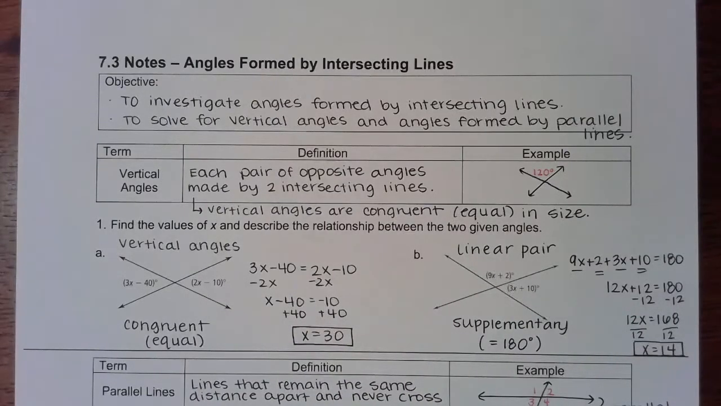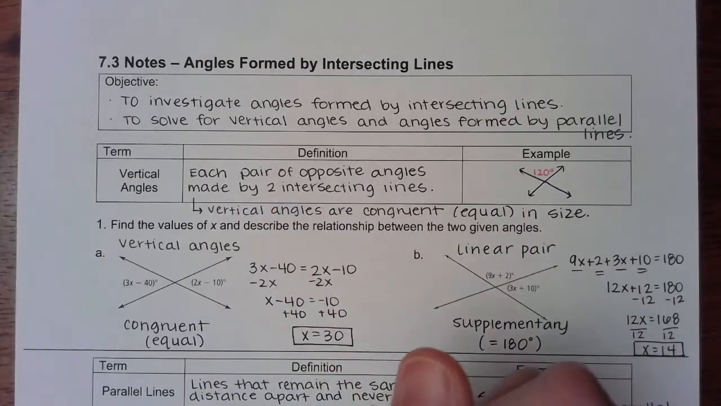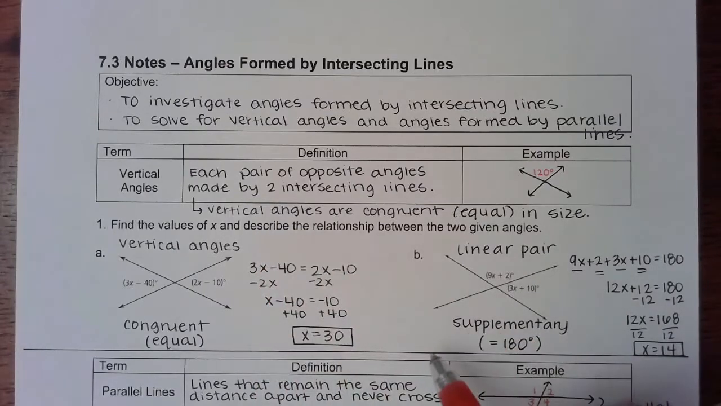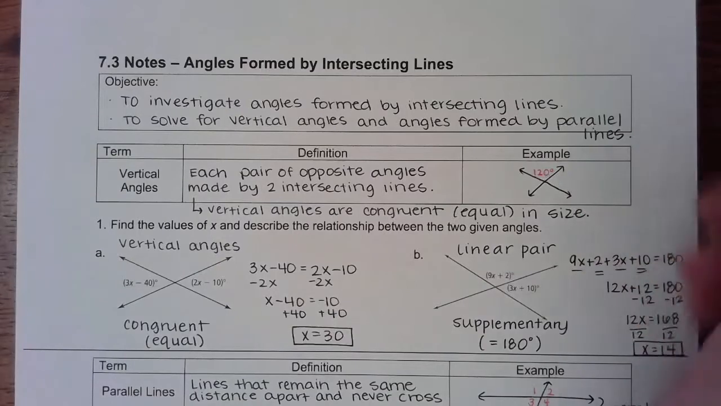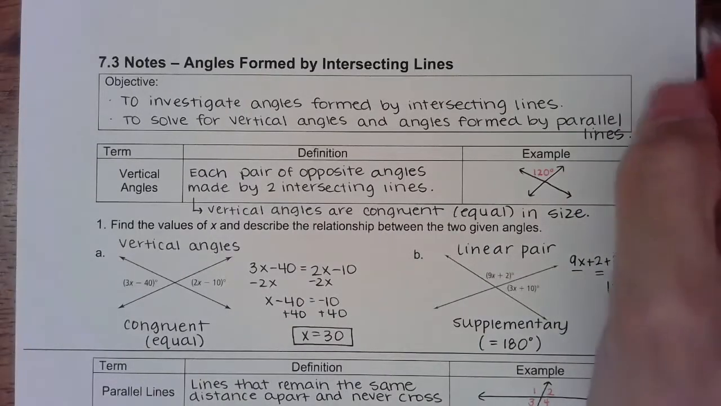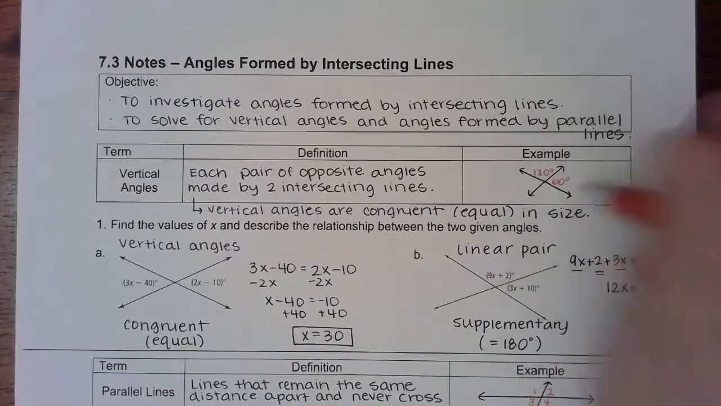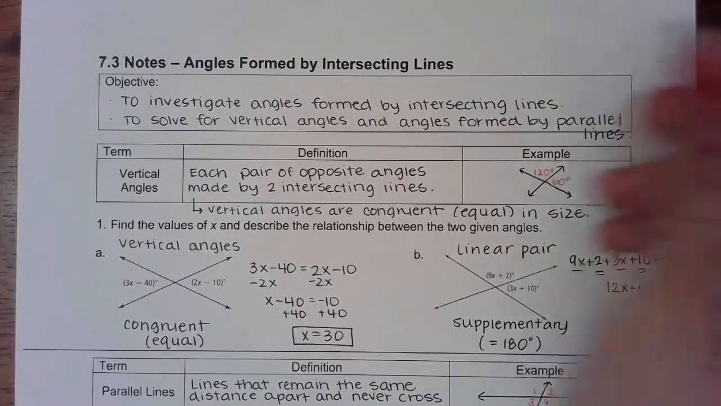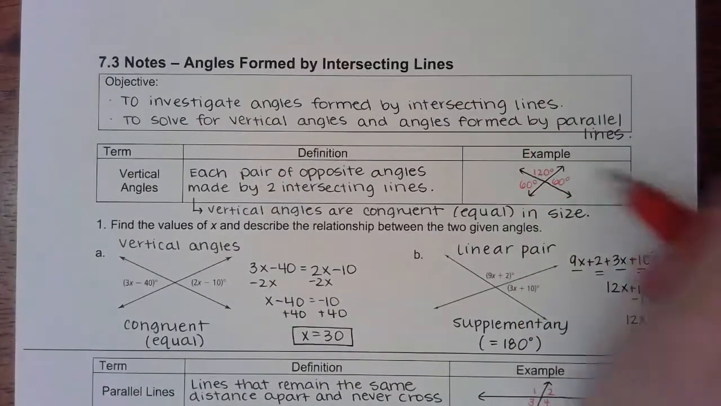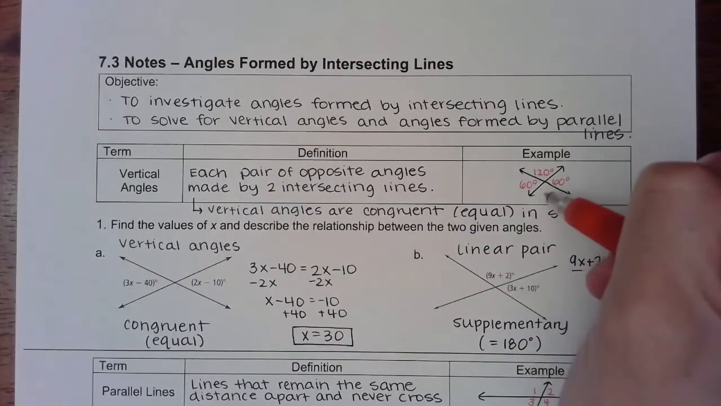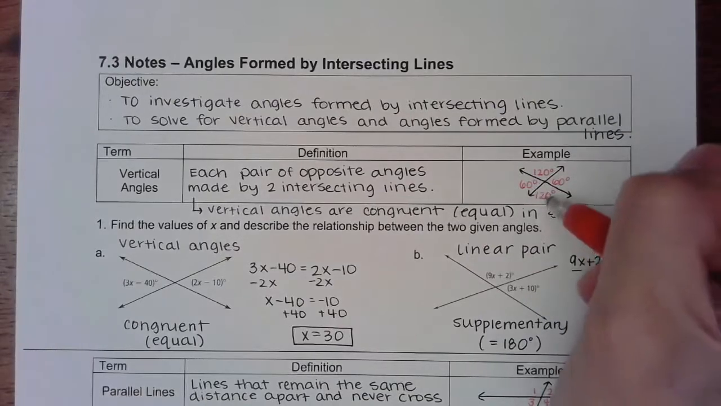Vertical angles are defined as being each pair of opposite angles made by two intersecting lines. And then down here it says vertical angles are congruent, or equal in size. We already know that two angles that make a straight line always have to add up to 180 degrees. So if this angle is 120, that would mean that this angle would be 60 because they make a straight line. And if this angle is 120, then this angle would have to be 60 because these two angles make a straight line. But this angle down here that we don't have labeled yet would also have to be 120 because these make a straight line and these make a straight line.